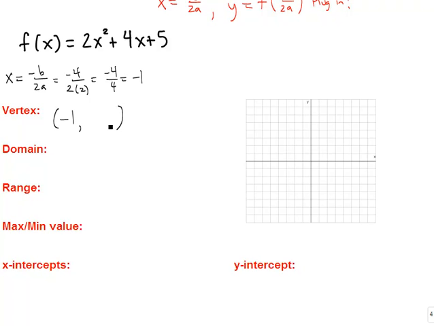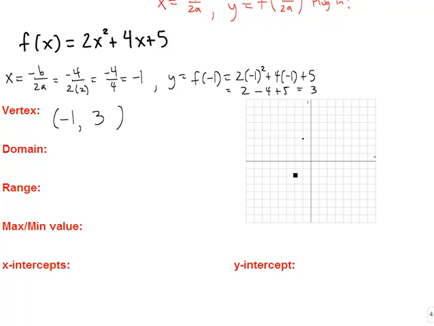To get the y value, we have to substitute negative 1 into this function. So we're just going to plug negative 1 in for all these x's. That's going to be 2 times negative 1 squared plus 4 times negative 1 plus 5. And that's going to be 2, because negative 1 squared stays 1, minus 4 plus 5, and that simplifies to 3. So my y-coordinate of my vertex is 3. So right away, I know my vertex is at negative 1, 3.